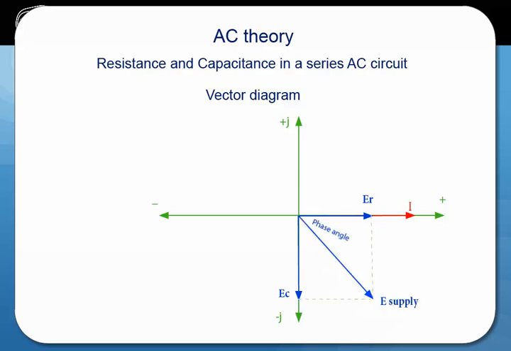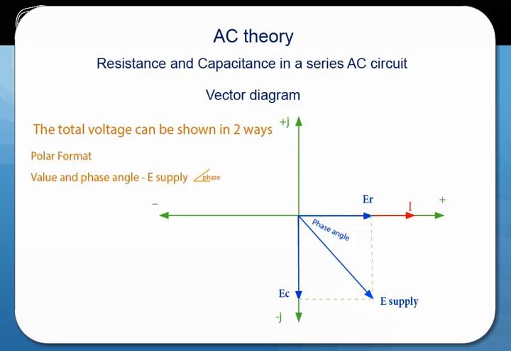The supply voltage can be calculated by completing the square and determining the magnitude of the diagonal. The voltage can be represented in two ways. Polar format, which is the voltage and a phase angle. The phase angle in this case is negative.